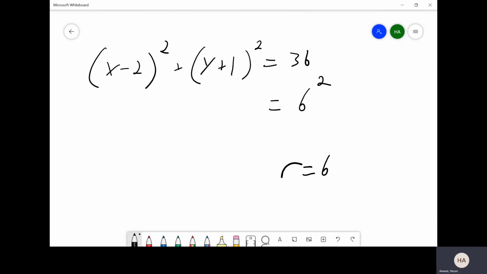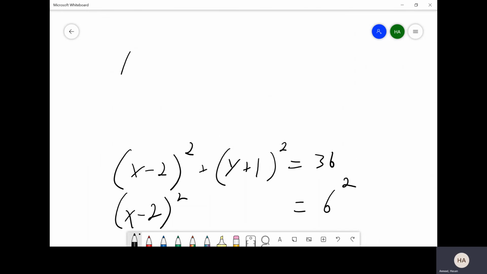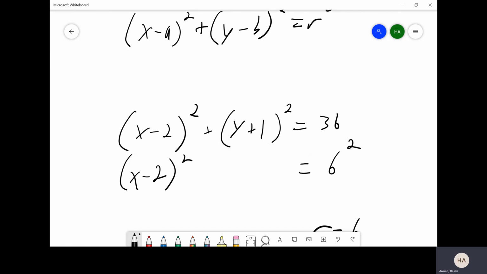Now for the center of the circle, we still have (x minus 2) squared, and that should fit in with what we had before. Just to refresh everybody, the equation of a circle is (x minus a) squared plus (y minus b) squared is equal to r squared. So we already have x minus a number. That negative sign is already built into our equation, which means we can pull that number directly out.